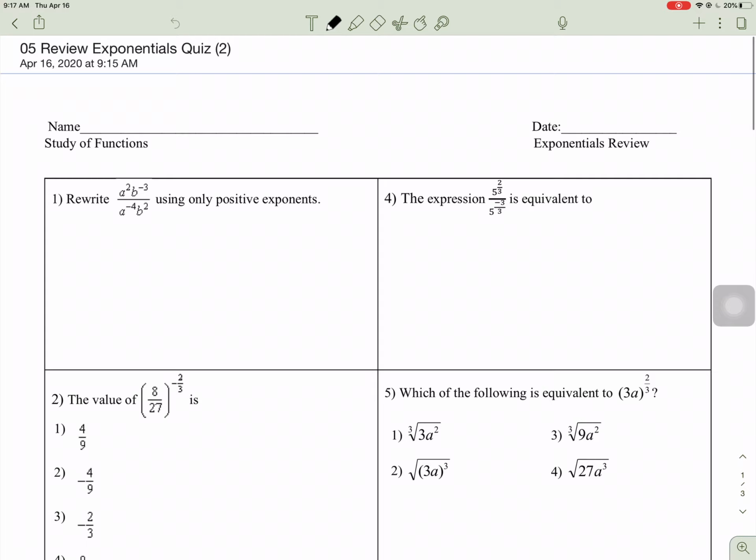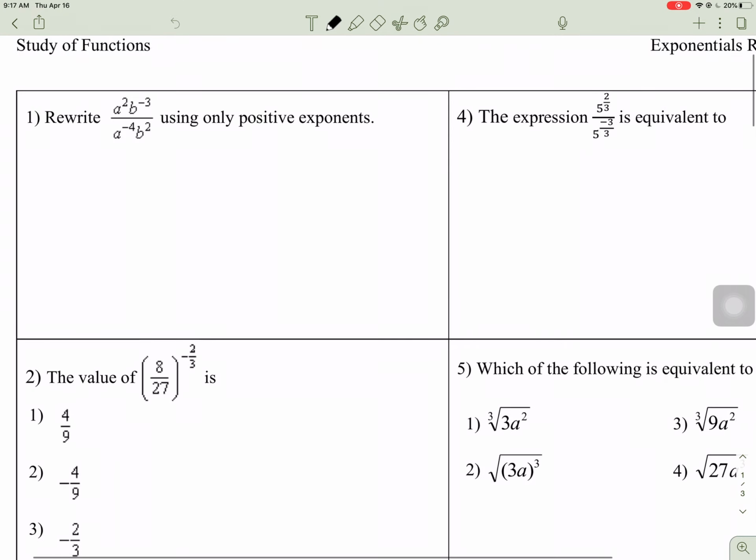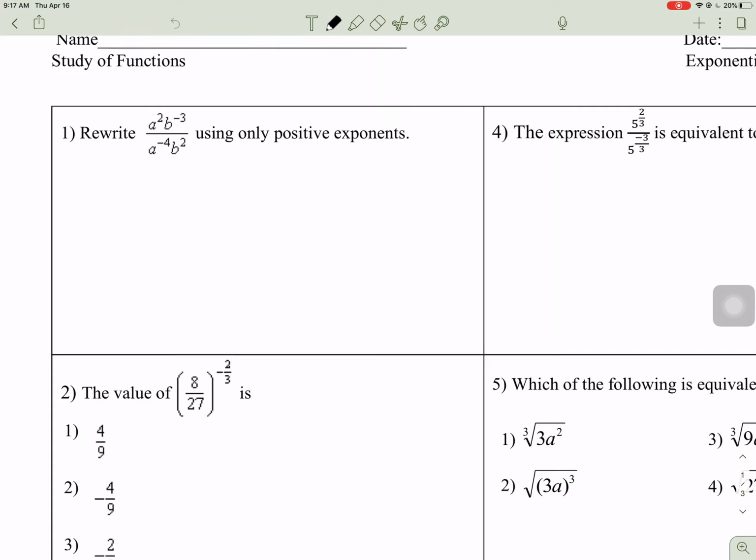Exponential review sheet. Eventually we'll do a little practice quiz on this, so let's take a look. Rewrite the following using only positive exponents. Well, first off, when we divide, we subtract the exponents. So 2 minus negative 4 is 6, and negative 3 minus 2 is negative 5. So we get a to the sixth, b to the negative fifth, but we want only positive exponents. To make negative exponents positive, we flip their location. So the final answer is a to the sixth over b to the positive fifth.